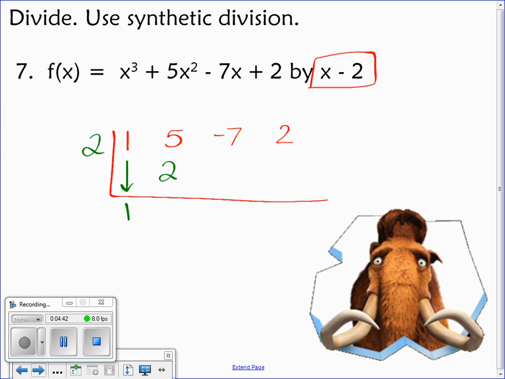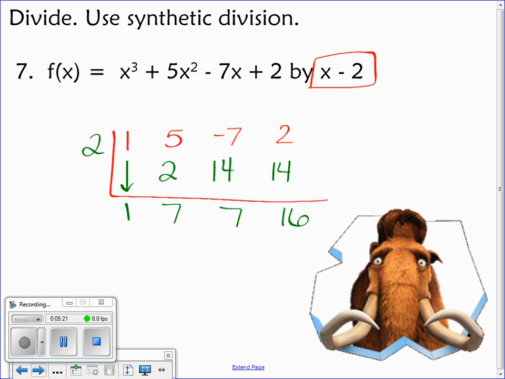And then I'm going to add or subtract depending on what sign's there. So 5 plus 2 is 7. Then we multiply. What's 2 times 7? That goes underneath the next one. And then we add, what's negative 7 plus 14? 7. Then we multiply again. What's 2 times 7? And then you add 2 plus 14 is 16. I'm almost done.